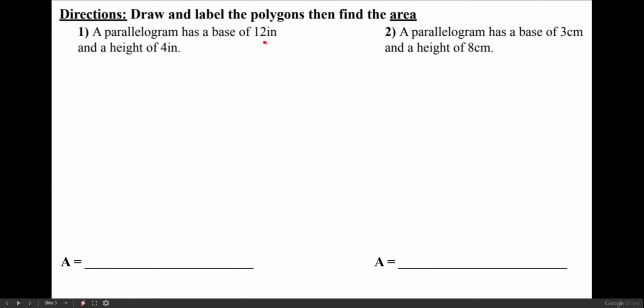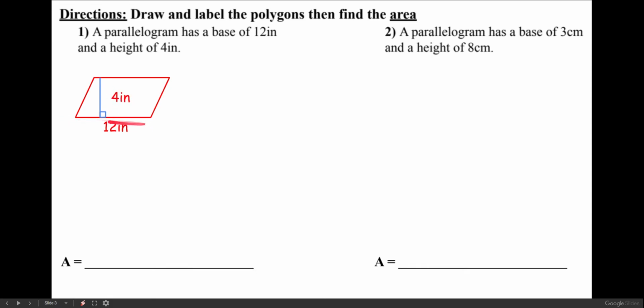Draw and label the polygons, then find the area. A parallelogram has a base of 12 inches and a height of 4 inches. So what you're going to want to do is draw yourself a little parallelogram. I drew a height in my little parallelogram. It does not have to be perfect. It doesn't have to be to scale. This has a height of 4 inches, and this has a base of 12 inches.